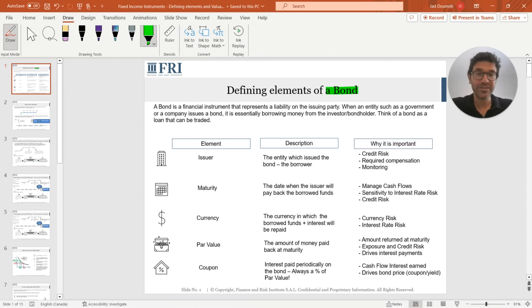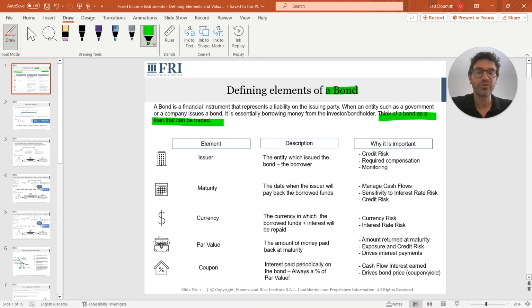A bond is a liability. When an entity issues a bond, it is actually borrowing money. And bondholders, i.e. investors who buy those bonds, are lending money to the issuing entity. You can think of a bond as a loan that can be traded. So when a company, financial institution, or government issues a bond, it's borrowing money from bondholders who bought that bond. If bondholders at some point decide to sell that bond in the market, they can do so.